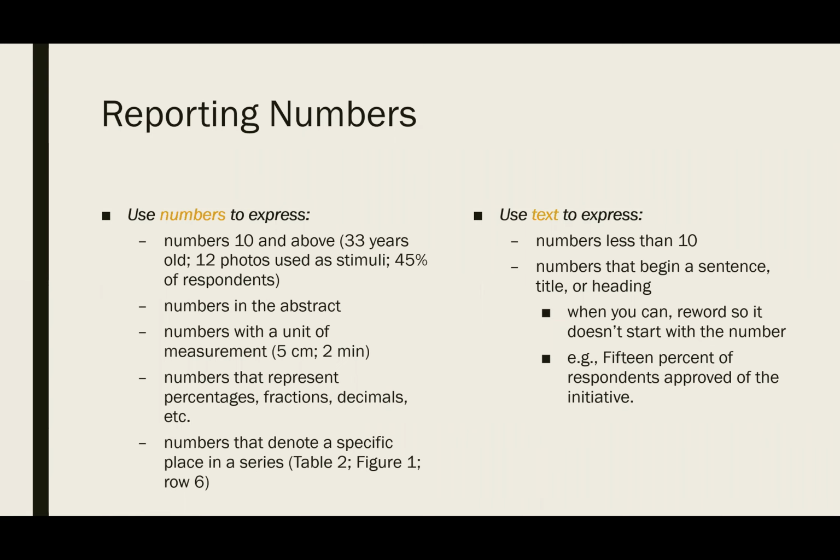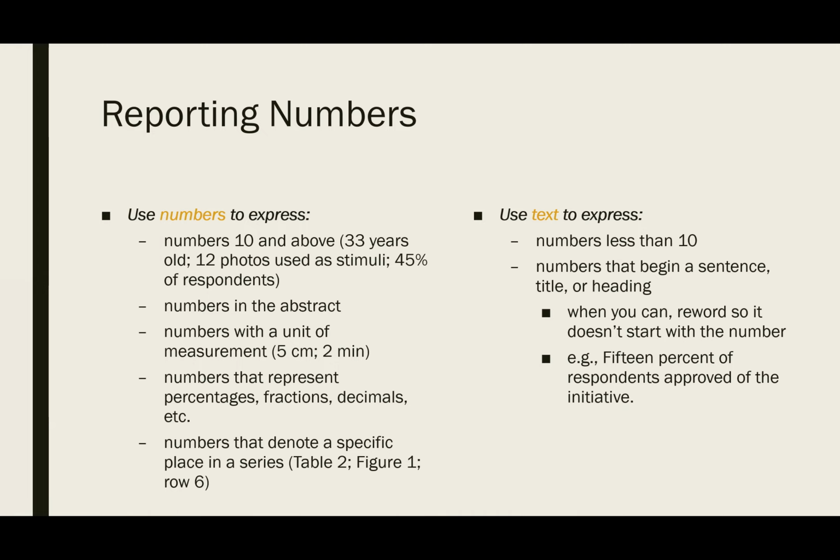And you'd also use numbers when you're talking about numbers that denote a specific place in a series. So if you're referencing Table 1 in your paper in text, you would not write out the word, you'd use the number 1. Then you'd use written out numbers, words, to express numbers less than 10. So for example, 2, 7, you'd write them out.